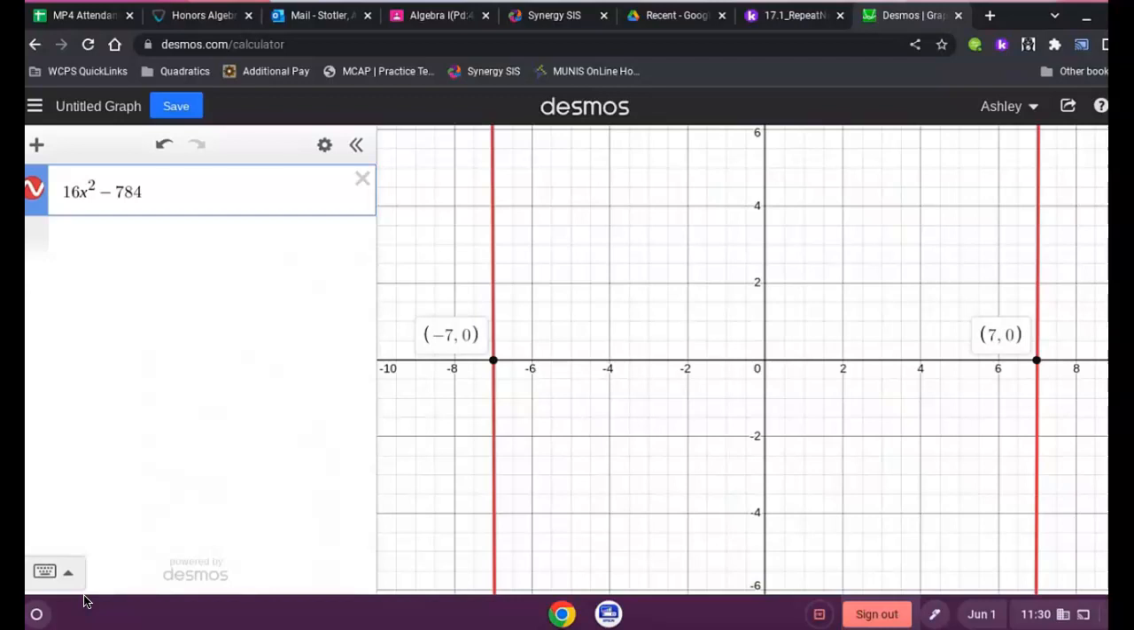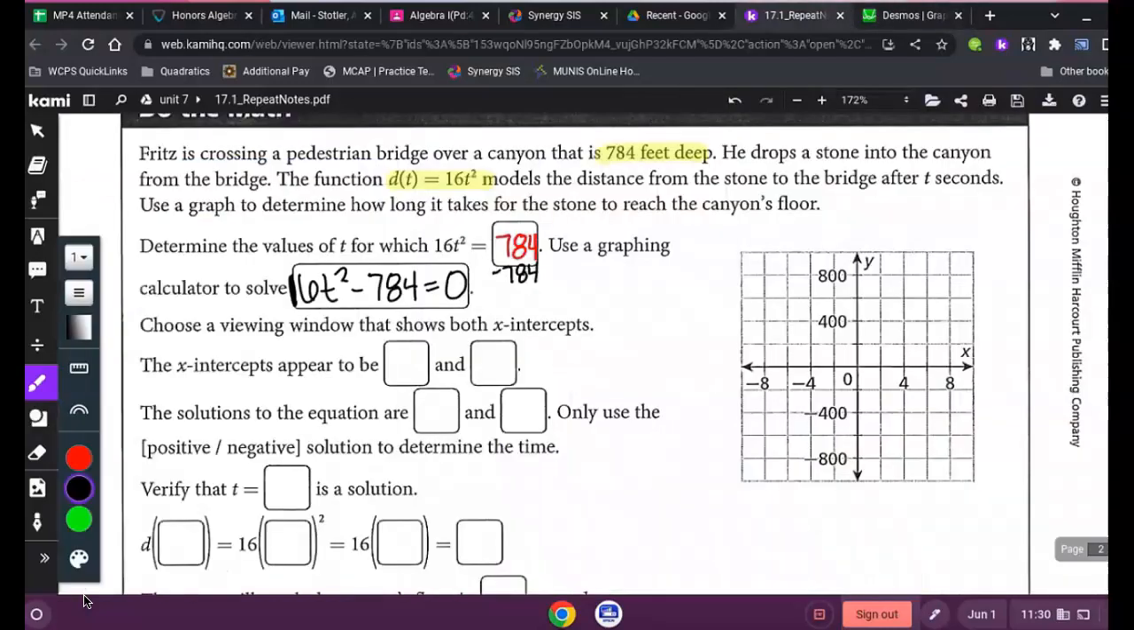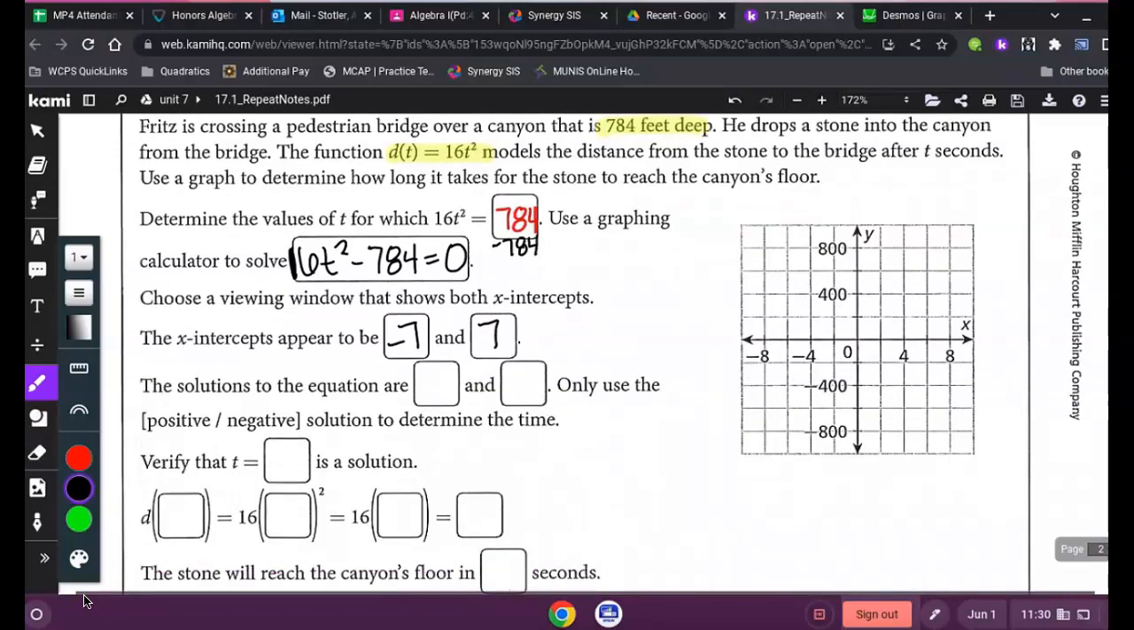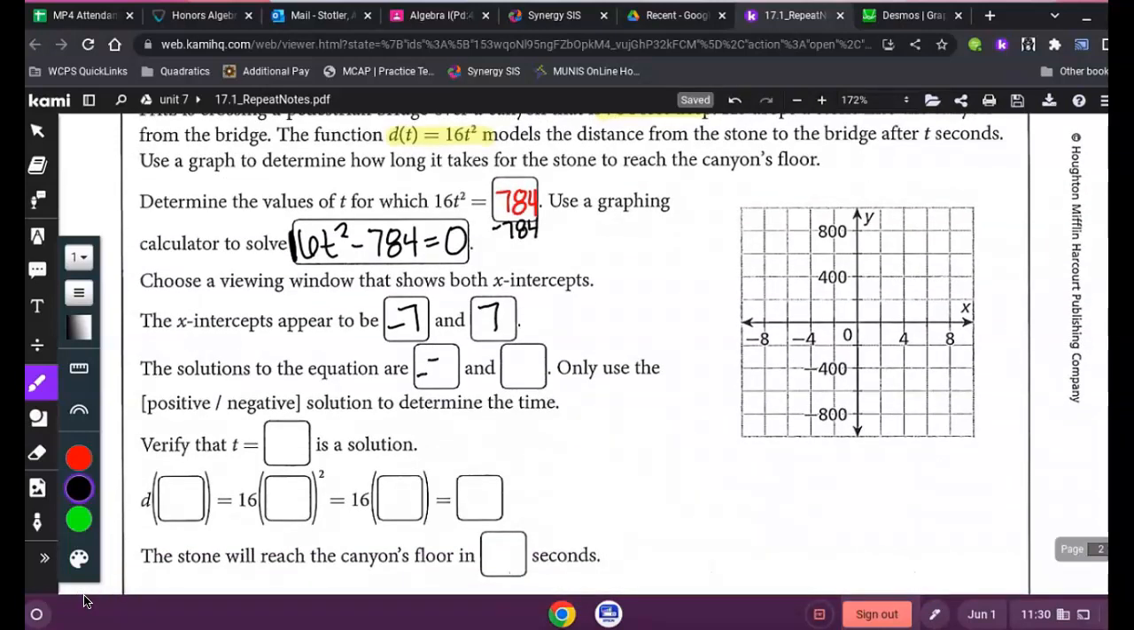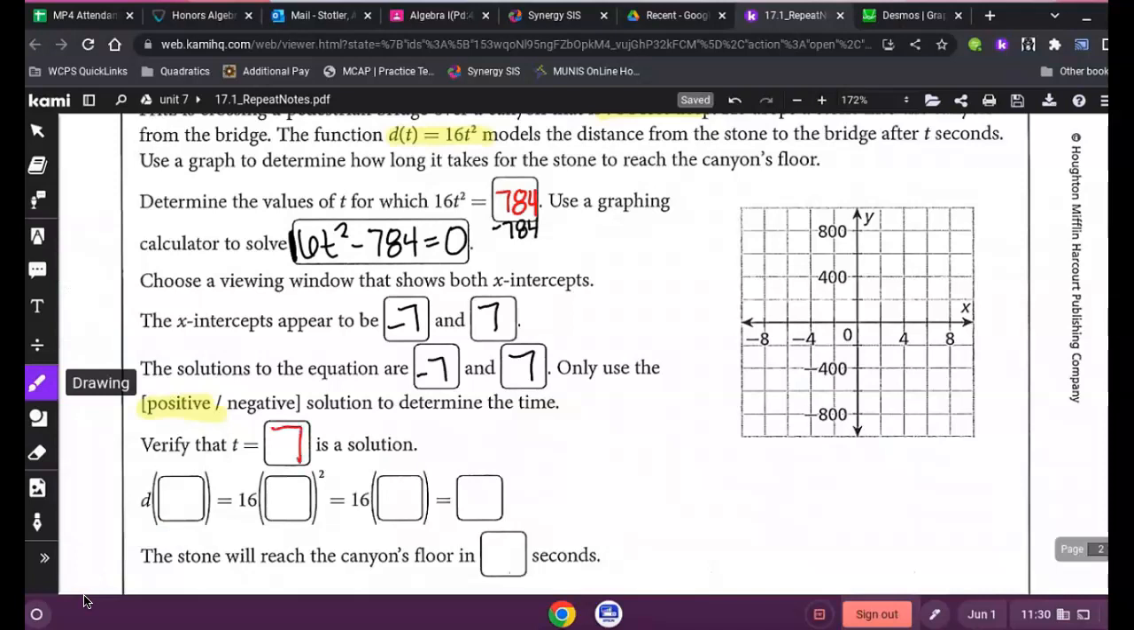So I get two answers. I get 7 and negative 7. So the solutions to the equation are 7 and negative 7, but only use the positive solution to determine the time. So that means that it's going to take 7 seconds. So t equals 7 is our solution. And we can go ahead and draw this on our graph as well. We just plot our two x-intercepts.